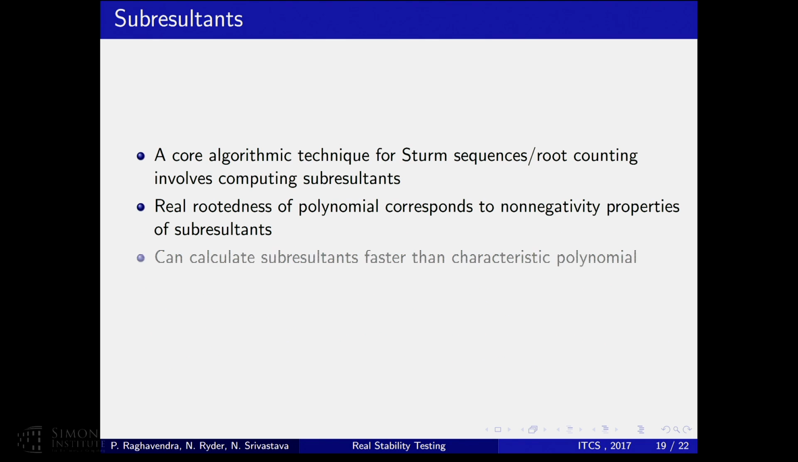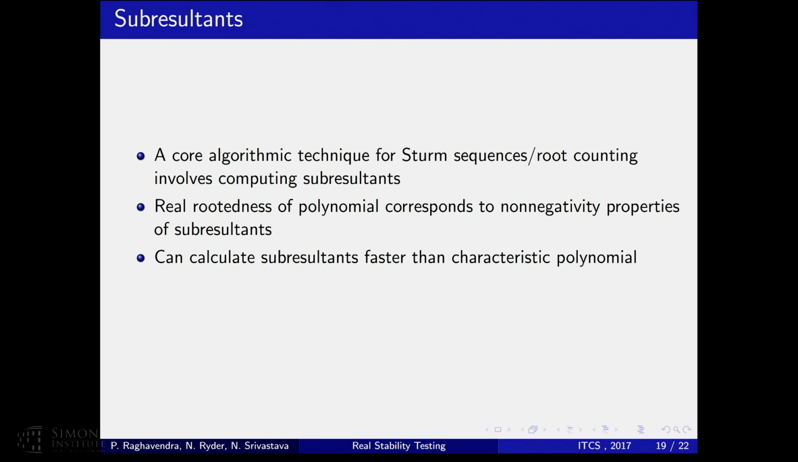I'll briefly mention a faster way we do this in the paper, but not talk too much about it. There's a classical bit of machinery called subresultants, which is how you quickly compute Sturm sequences and do a lot of things in real algebraic geometry when you're working with univariate polynomials. And it turns out there's a way to talk about non-negativity of the Sturm sequences relating to real rootedness of the polynomial. And yet again, these Sturm sequences will be polynomials in gamma.